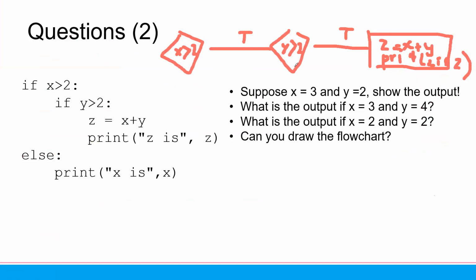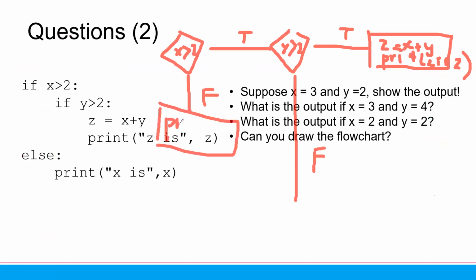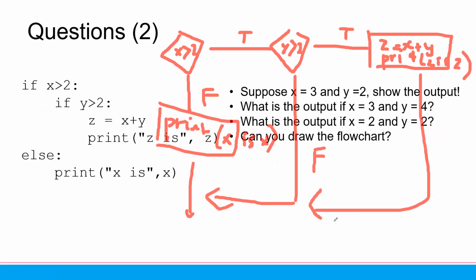But what about if it is false? So we do nothing. But what about if it isn't false? We will print x is x. So we will go to the next statement.